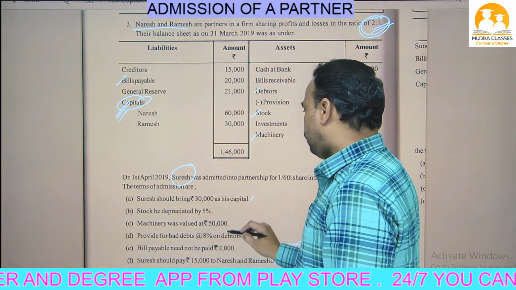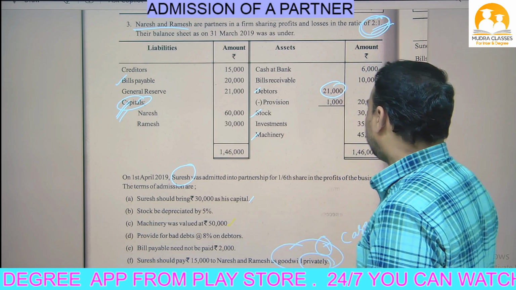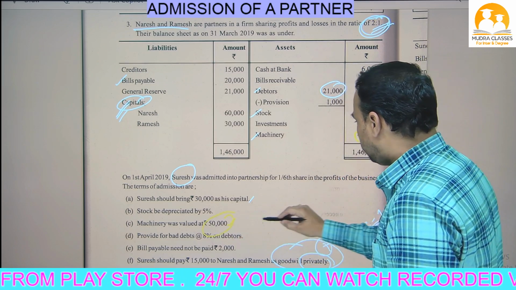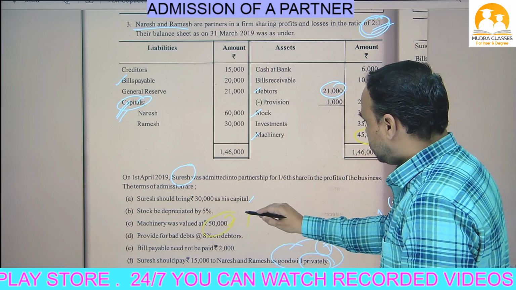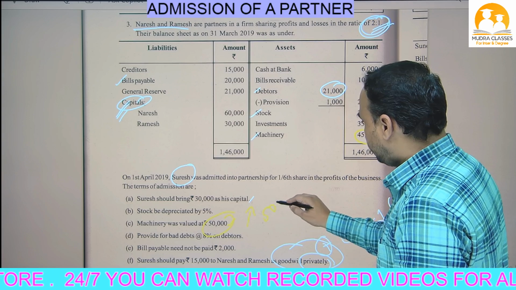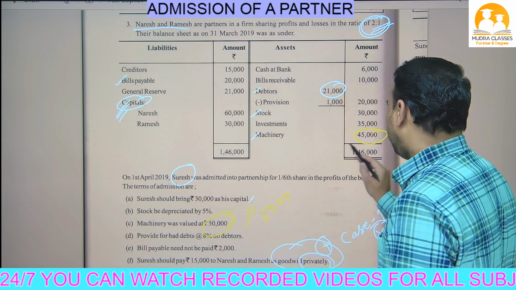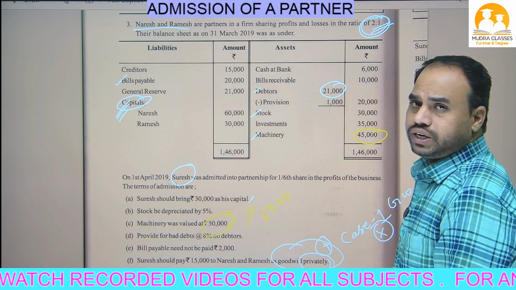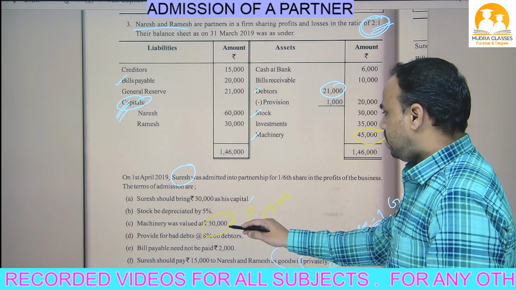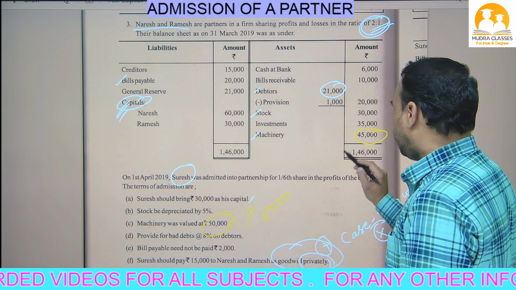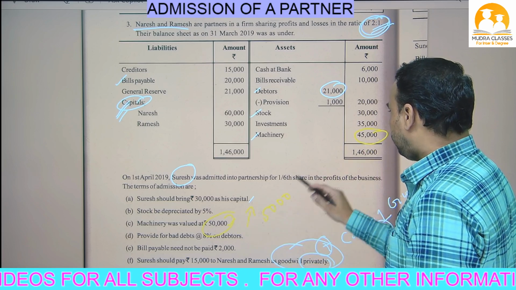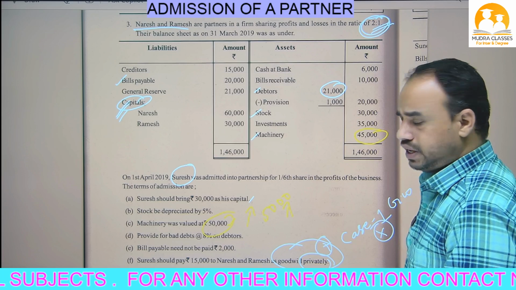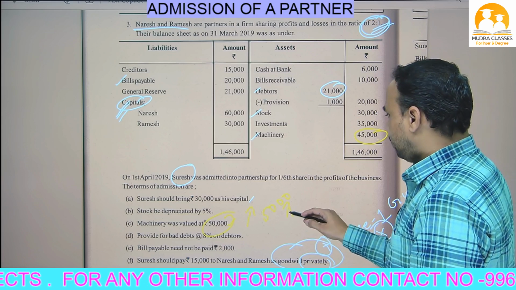Machinery was valued at 50,000. How much is given for machinery here? Here 45,000 is given, and here 50,000 is given. Now in the adjustment, the machinery value has increased by 5,000 rupees, because the difference between 50,000 and 45,000 is 5,000. So the machinery value has increased by 5,000 rupees.